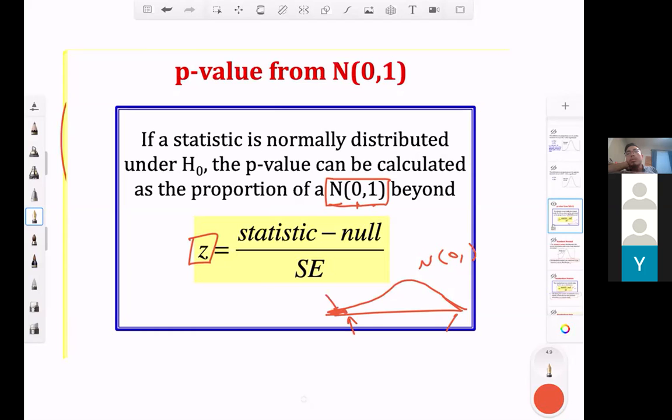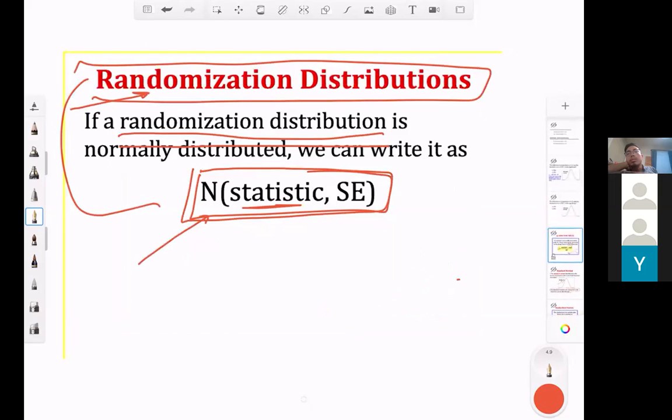Then if you have a p-value, we decide to reject or not reject the null hypothesis.